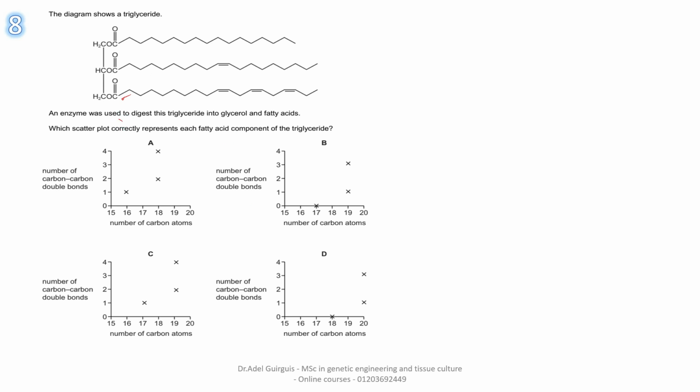When we digest this triglyceride by the effect of a certain enzyme, the ester bonds are broken by adding water. So it forms 3 fatty acids and the glycerol. Look now at the first fatty acid. Here C2. Count with me, please. C3, 4, 5, 6, 7, 8, 9, 10, 11, 12, 13, 14, 15, 16, 17. So this fatty acid length equals 17 carbon atoms. It is formed from 17 carbon atoms.